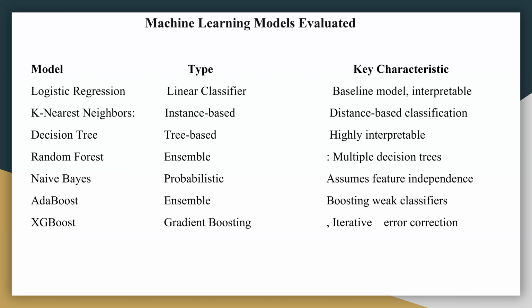The machine learning models used in this work are logistic regression, K-nearest neighbors, decision tree, random forest, Naive Bayes, AdaBoost, and XGBoost. For each one of the models, there are different characteristics, as is clear on the screen.